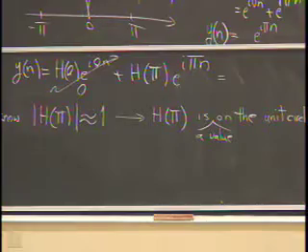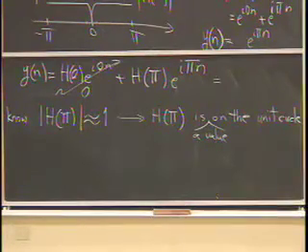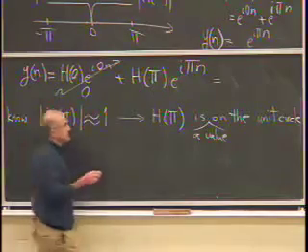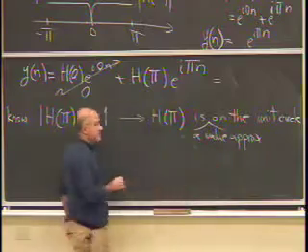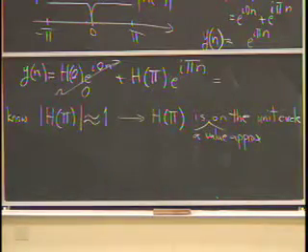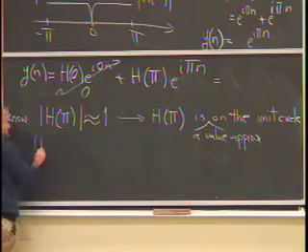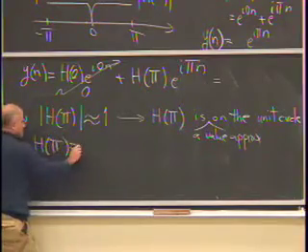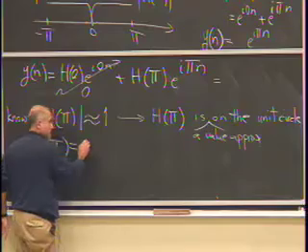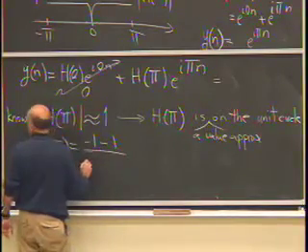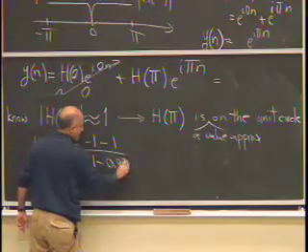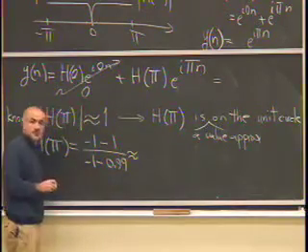So in this case, what is h of pi? Where on the unit circle is it, roughly? Is approximately. Where is it? That's when you actually plug it in. H of pi is what? E to the I pi is what? Minus 1. Minus 1 over minus 1 minus 0.99. This is approximately equal to?